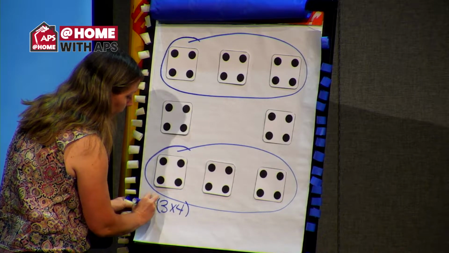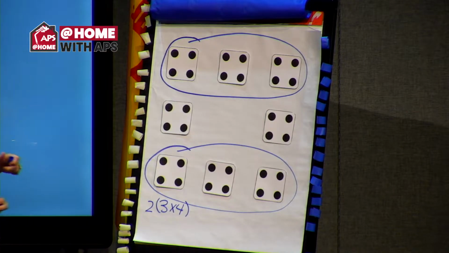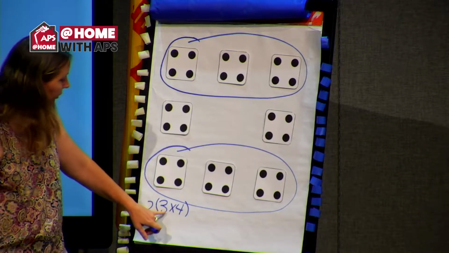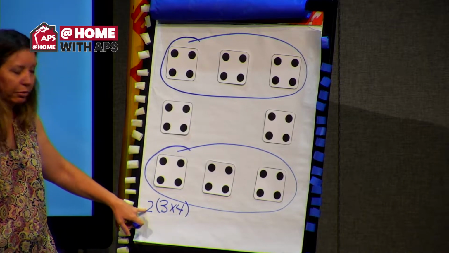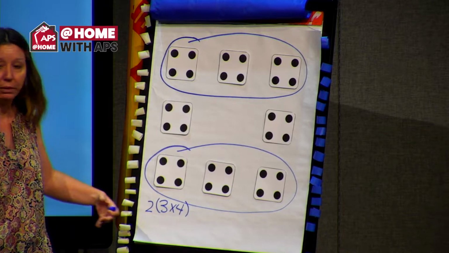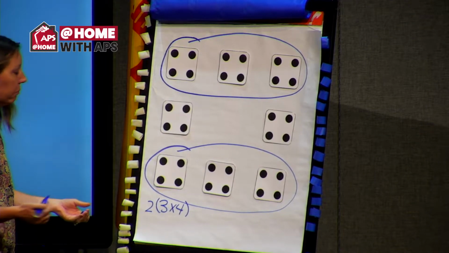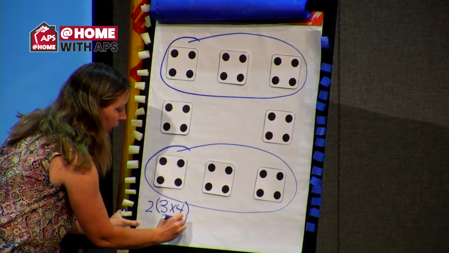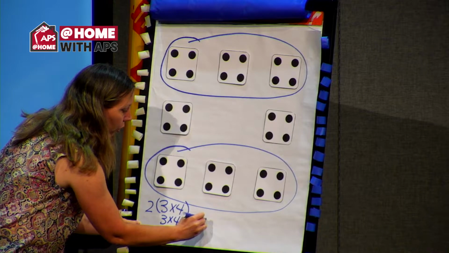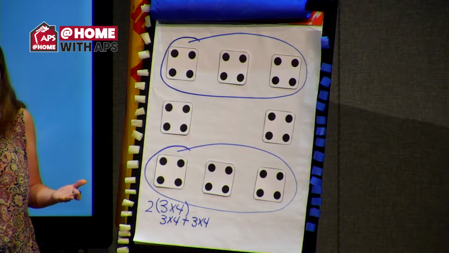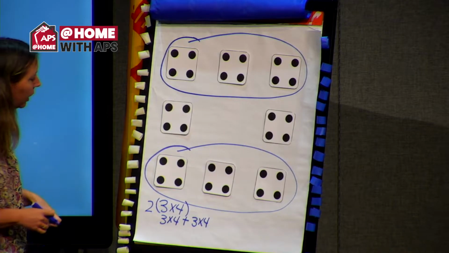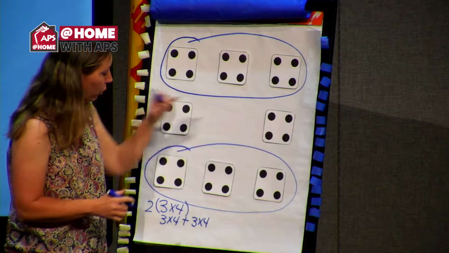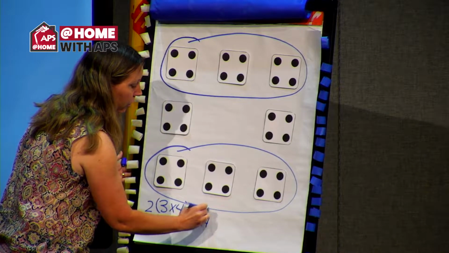So if you have never seen this, or if you have, it's a good reminder: when you have 2 groups of something, we put what we see in parentheses because the 2 means multiplication. Or another way to represent it is 3 times 4, that's one group, and I'm going to add 3 times 4, another group. Either way that you represented it, it's fine. Then I saw the individual 4s. Plus 4, plus 4.